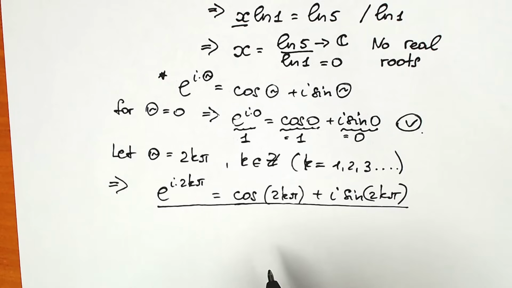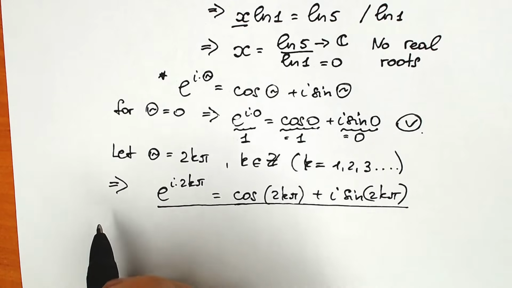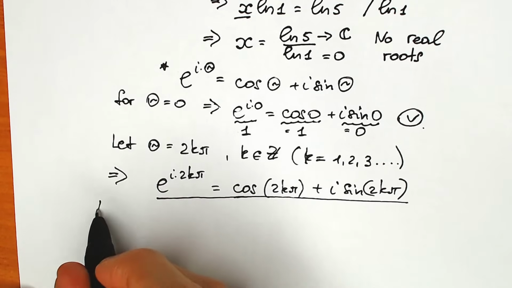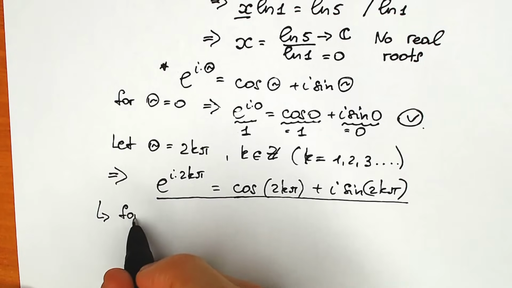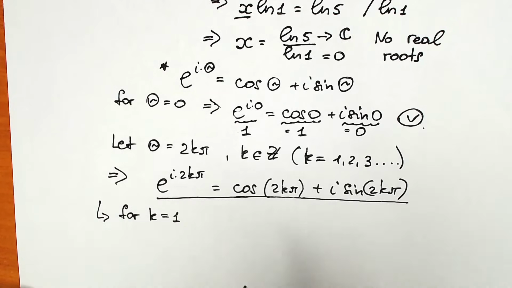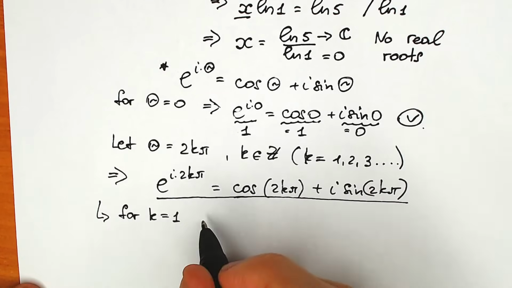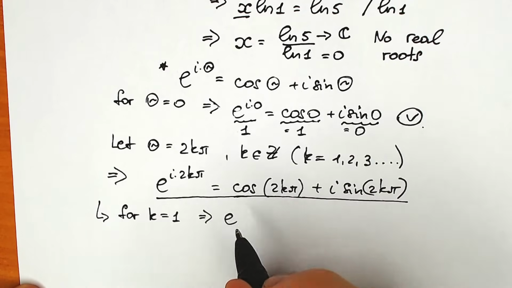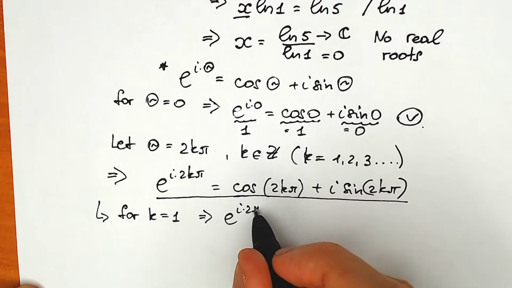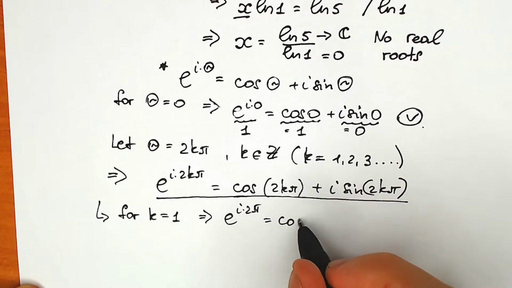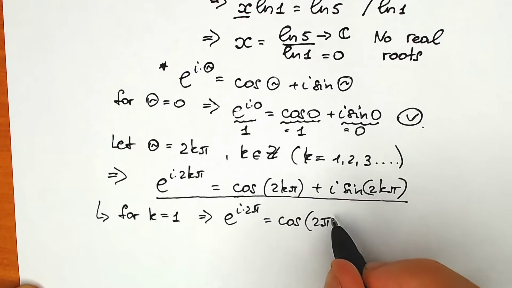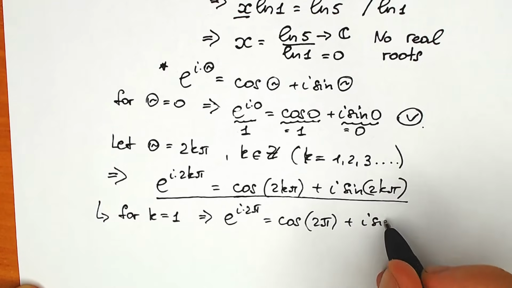And now a really interesting thing, because we start with k equal to 1. So let's do this right now. For k equal to 1, let's see what will happen. As a result, what do we have? e to the power i times 2 pi equals cosine 2 pi plus i sine 2 pi.